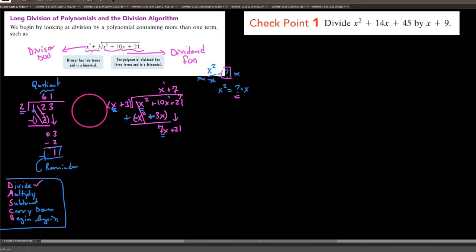And now we're going to take that 7 times everything over here. So I get 7 times x is 7x. 7 times 3 is 21. And we're going to subtract all of this off right here. So adding the opposite. Something really neat happens here, actually. We get 0 for a remainder. So our remainder, we're going to make sure we label that right there. But what we get is this.